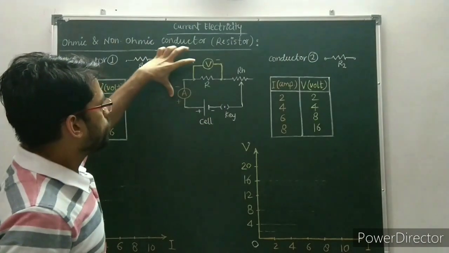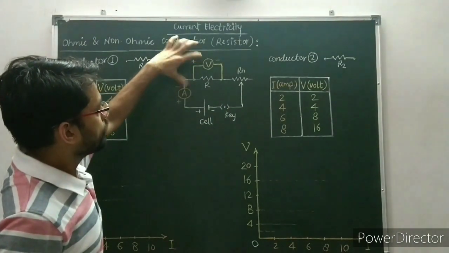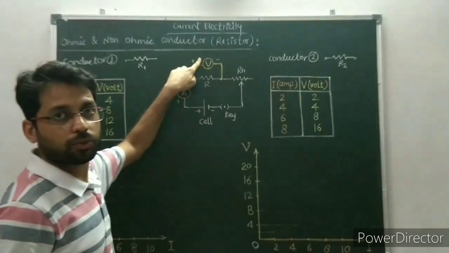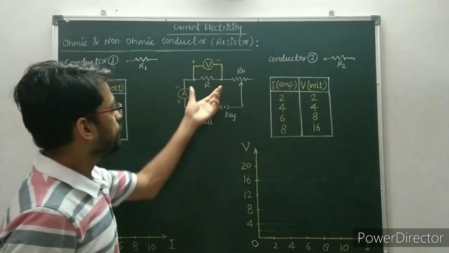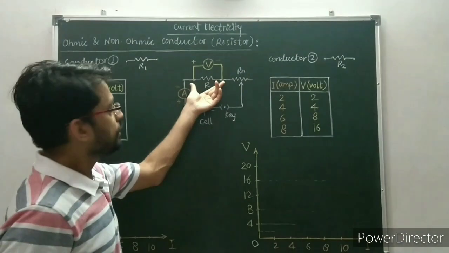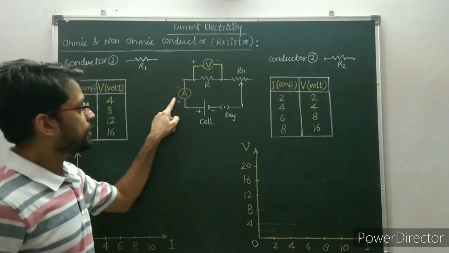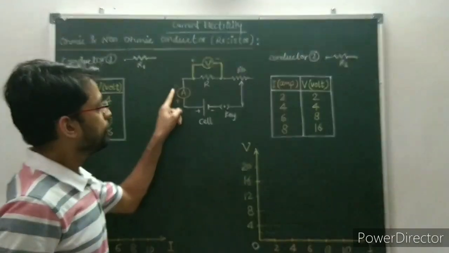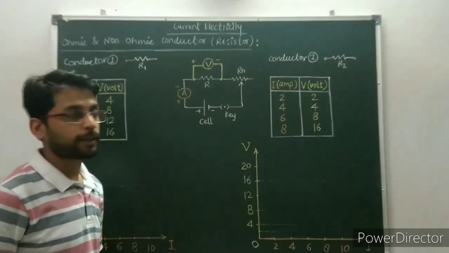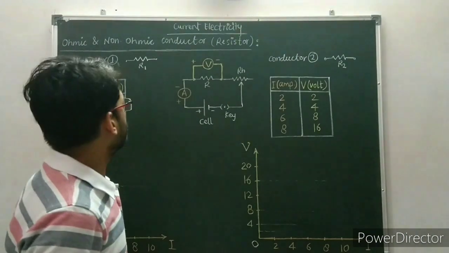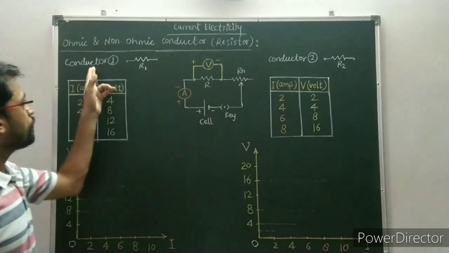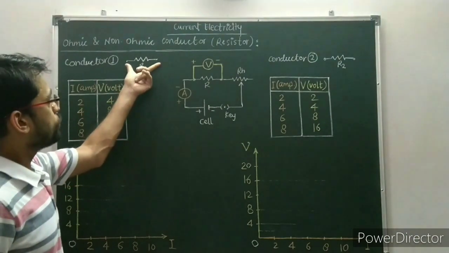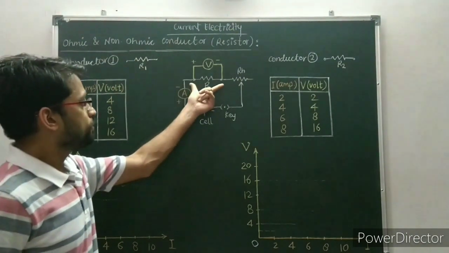In the circuit, we have two instruments also. This is the voltmeter, which is used to measure the potential difference across the conductor, and this is the ammeter, used to measure current through the conductor. Now check the behavior of the first conductor. So we have to place this conductor here.